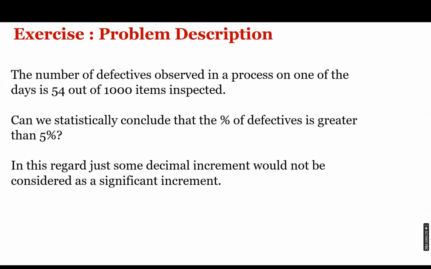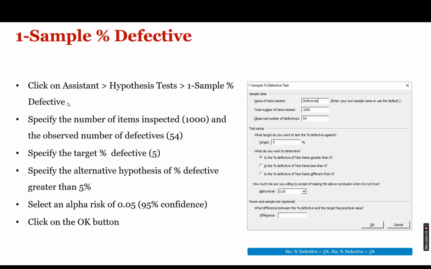Another case study: the number of defectives observed in a process on one of the days is 54 out of 1,000 items inspected. Can we statistically conclude that the percentage of defectives is greater than 5%? But here, in this regard, just some decimal increment would not be considered as a significant improvement. So here we are comparing one set of data, 54 out of 1,000, against a target of 5%. So we will select one-sample percentage defective, as per the options given on the right-hand side.